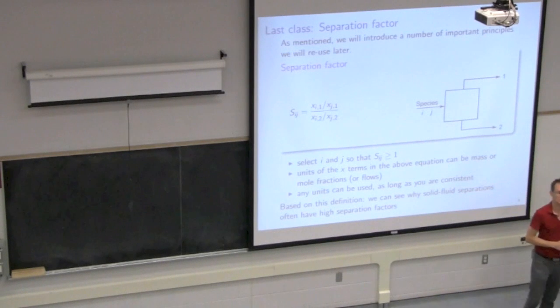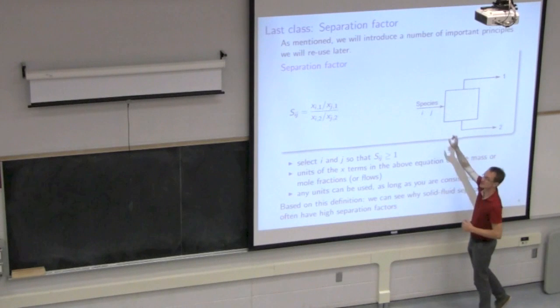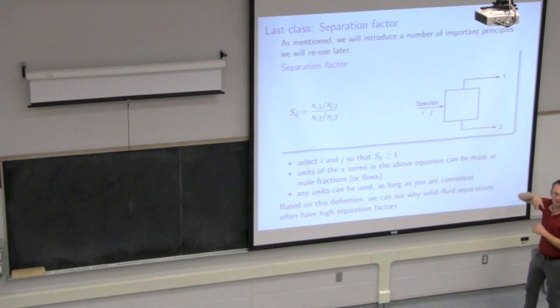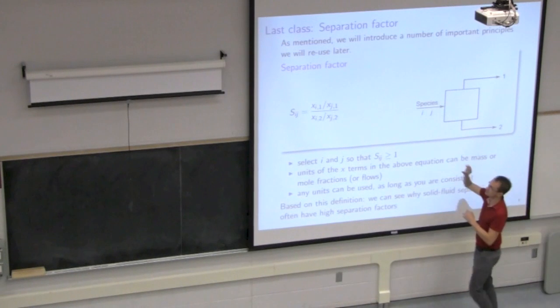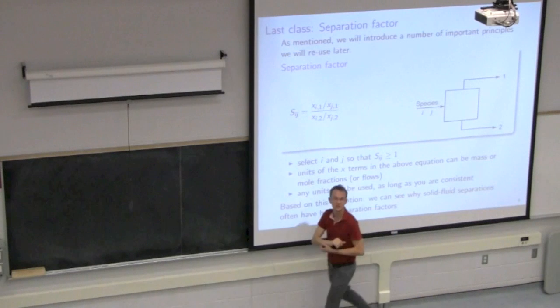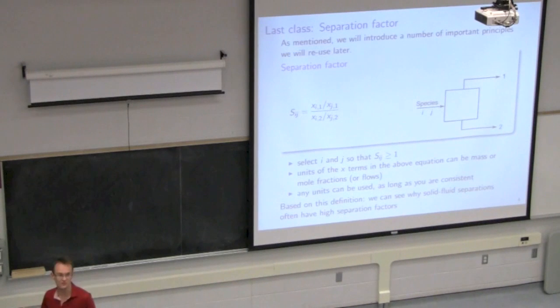What's the lowest separation factor we can get? 1. So what is the characteristic of a system where you get a separation factor of 1? You haven't separated anything. Whatever's coming in your inlet stream is just being split and coming out in stream 1 and 2, but in exactly the same molar ratios. So your numerator ratio and your denominator ratio are the same values. You're going to get a separation factor of 1. So that's the way we quantify our separators. Either they perform perfectly and we get a separation factor of infinity, or they don't perform at all and we get a separation factor of 1. Everything else is in between.